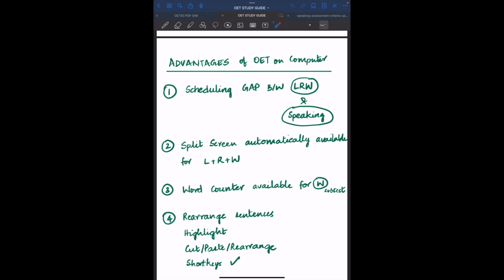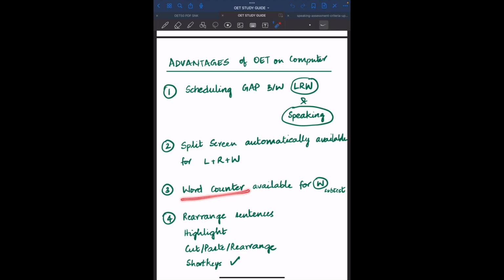The second thing is the split screen. This is automatically available for the listening, reading, and writing subtests. Versus, I believe, for paper, either you get 2 booklets or you flip back and forth. I'm not sure because I didn't do the paper-based test. But the split screen was an amazing option that was available.